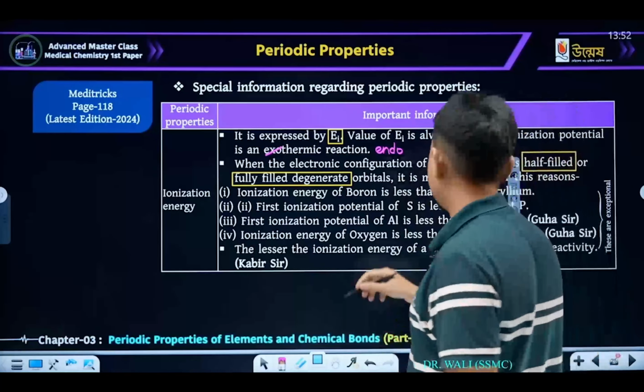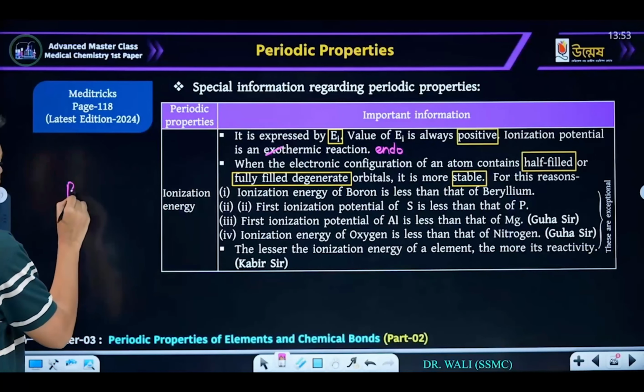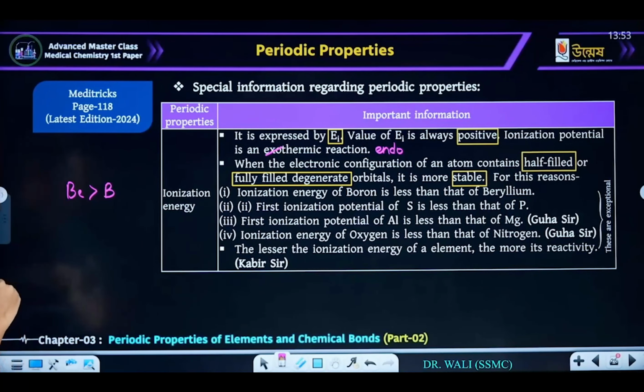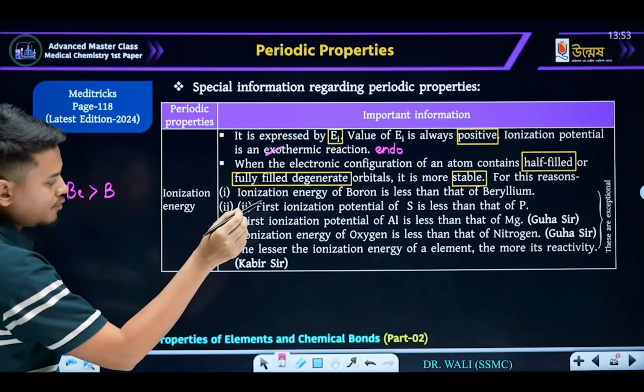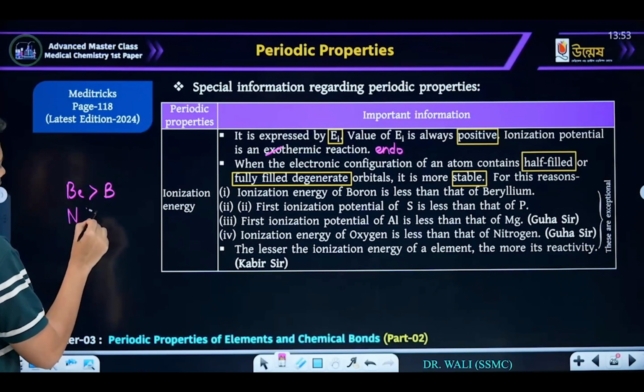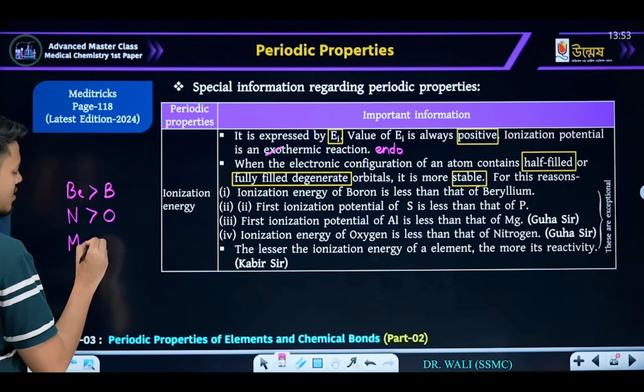And for this reason, as we can see, ionization energy of boron is less than that of beryllium. So we can write it down this way: beryllium greater than boron. First ionization potential of sulfur is less than that of phosphorus. Basically, I can remember all the exceptions using a mnemonic. Let me teach you that.